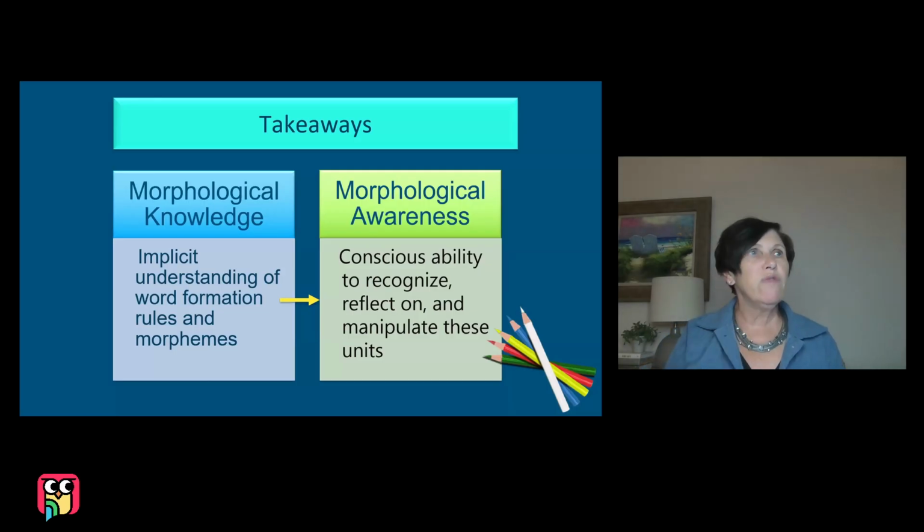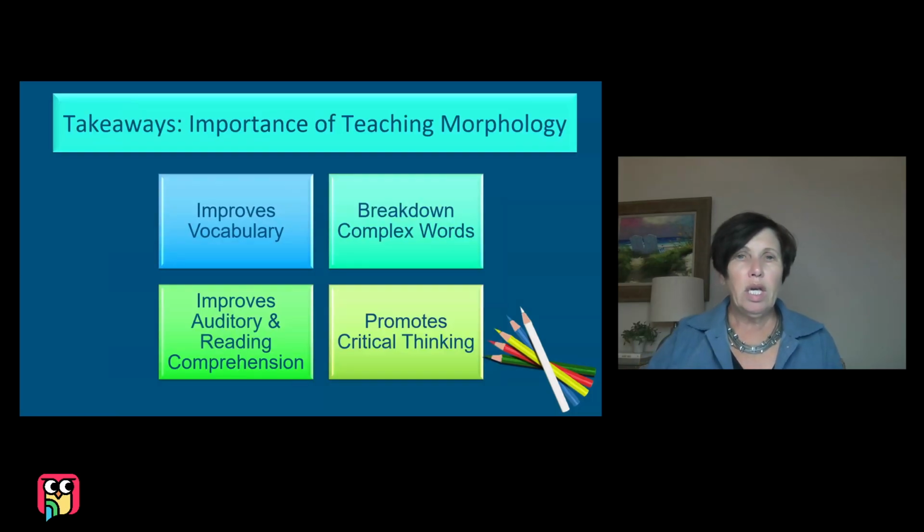Again, we talked about morphological knowledge being what you know, and morphological awareness being that ability to apply it, where that metalinguistic piece comes in. We know that working on derivational morphology is going to improve vocabulary. It's going to help break down complex words for reading and writing. It's going to improve auditory and reading comprehension because we're improving semantics, and it's going to promote critical thinking.